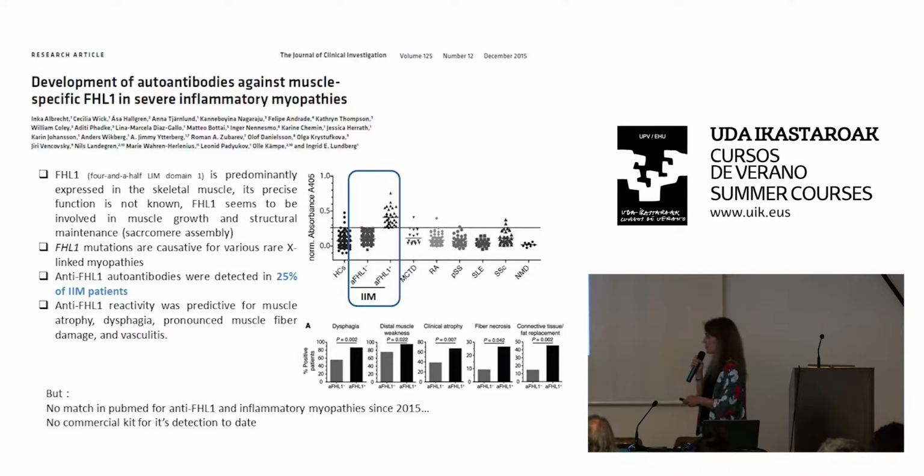However, to my knowledge, since this year, no match in PubMed for those antibodies in inflammatory myopathies has been published. And there are no commercial kits for detection to date. So I don't know if it's really specific, because no other group has described this kind of autoantibody.